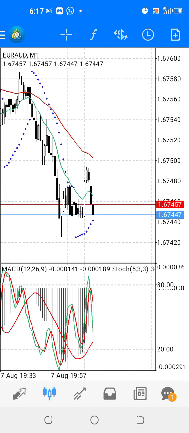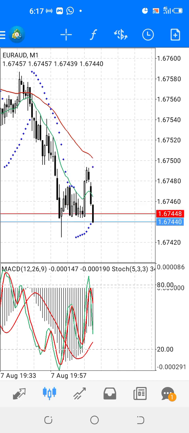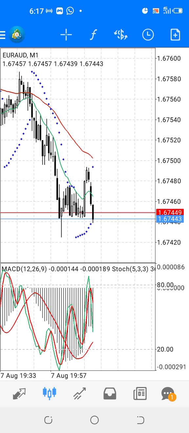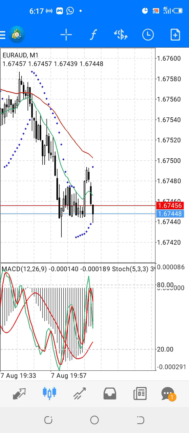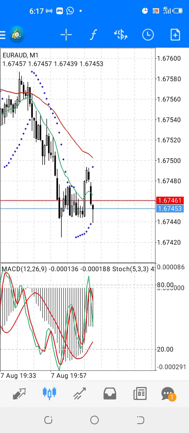A wedge pullback is a with-trend setup, and traders can enter on the first signal as soon as the market reverses back into the direction of the trend. Wedges can also be reliable reversal patterns, but unlike a wedge pullback, a wedge reversal is a counter-trend setup, and it is therefore usually better to wait for a second entry.